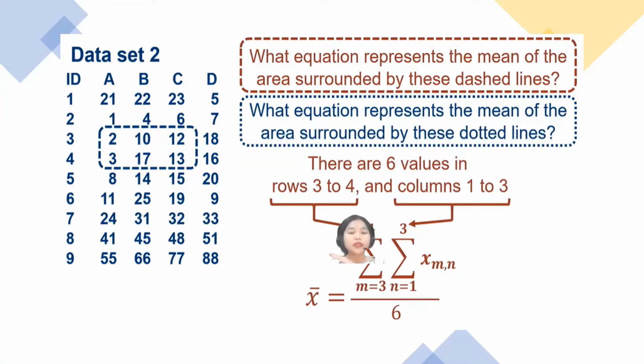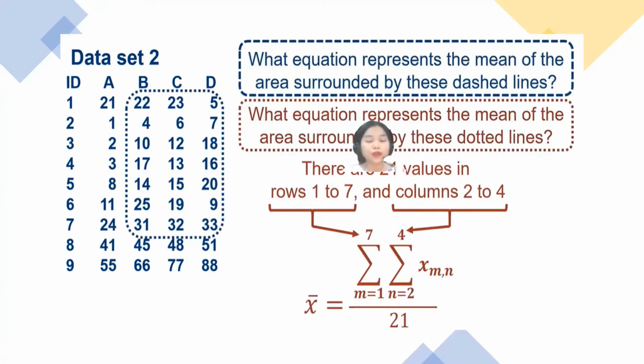So this is the summation notation. Since we are asked for the mean, we need to divide this by 6. So this is the final answer. This is the equation that represents the values found in the dashed line, or enclosed. The second one is, what equation represents the mean of the area surrounded by the dotted lines?